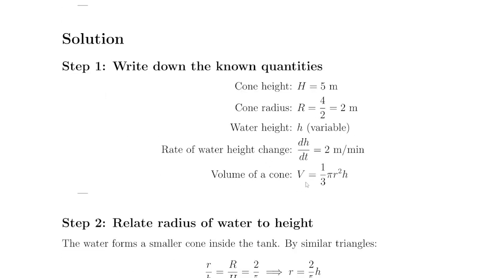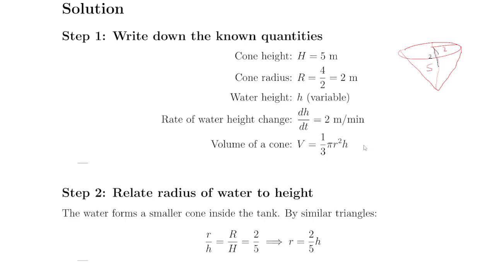So the volume of a cone is 1/3 pi r squared h. We want to relate the radius of the water to the height. So if we have our cone here, the whole cone has a height of 5 meters and the radius is 2 meters. But we want the water to be 2 meters. And so we want to now relate it.